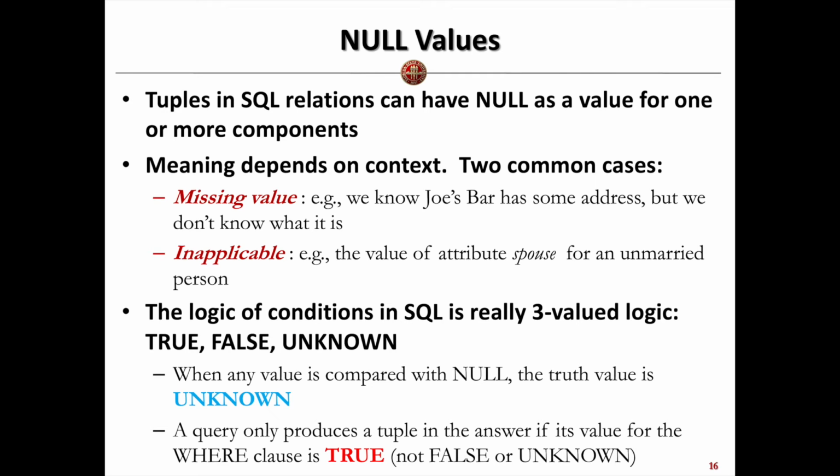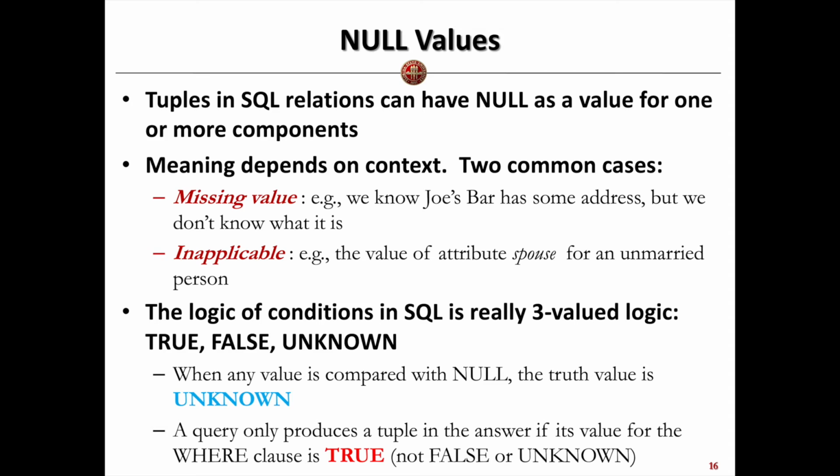Normally in database systems, we use null to represent some special cases for the attributes, and its physical meaning depends on the context. We have two common cases. We can use null to denote missing values. For example, if we know that Joe's bar has some address, but we don't know what it is, then we can set this address to be null. Sometimes attributes can be inapplicable.